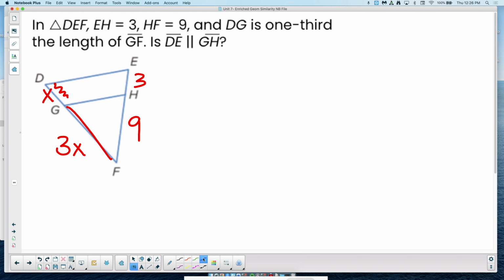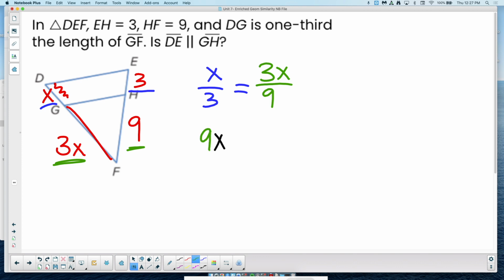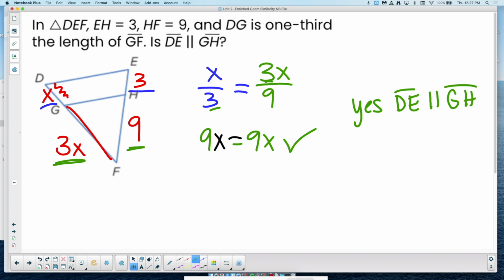All right. Now let's set up our proportion and see if it works out. I'm going to start with my single X. X matches 3 on the right side. Come back to our left side, 3X over 9. We'll cross multiply here. I'm going to get 9X. 3 times 3X gives me 9X. Is 9X equal to 9X? Sure is. So you could say yes, DE is parallel to GH because we got a proportion that is equal.